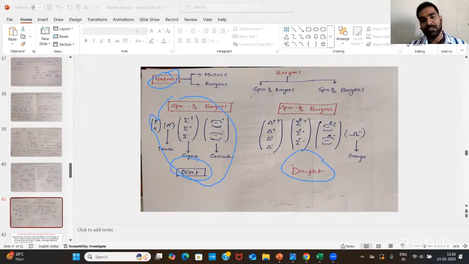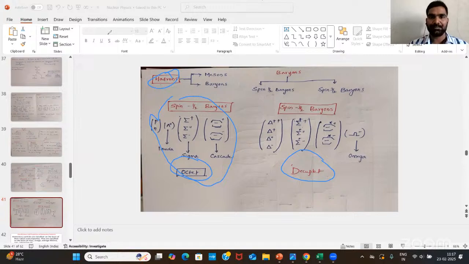Spin half baryons means these are having proton, neutrons, lambda, sigma group, and cascade group. They are the octet. Spin 3 by 2 are delta plus plus, delta plus, delta naught, delta minus, sigma star naught, sigma star minus, cascade naught star, cascade minus star, and omega. These are the decuplet, which has 10 elements in this spin 3 by 2 variables. Okay.